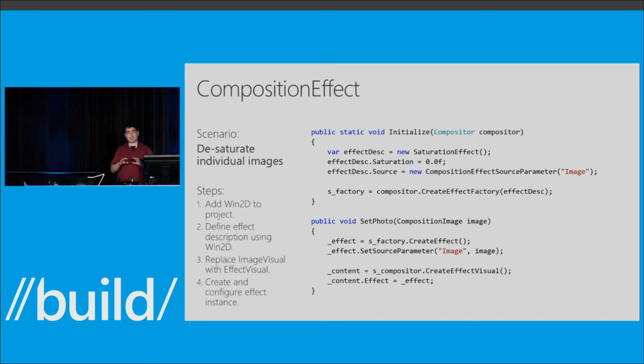What that does is it compiles the effect and sends it down to the composition service. From the composition effect factory, you'll then create individual effect instances for every different combination that you want to use in the effect. In this case, we're going to be using the saturation effect. So let's take a look, let's see what it looks like in code.